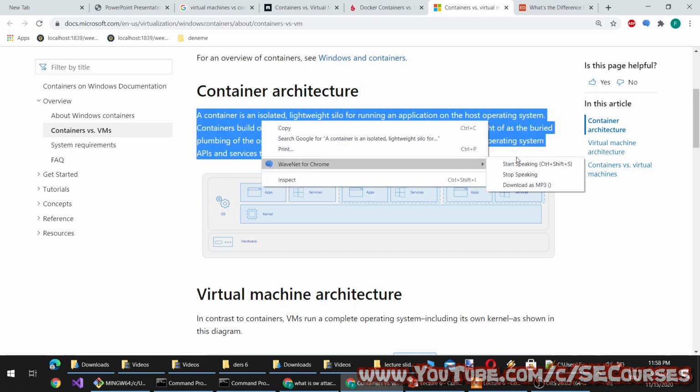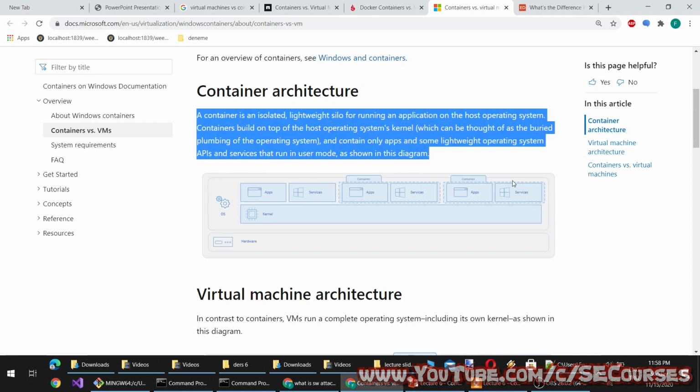Container architecture. A container is an isolated, lightweight silo for running an application on the host operating system. Containers build on top of the host operating system's kernel, which can be thought of as the buried plumbing of the operating system, and contain only apps and some lightweight operating system APIs and services that run in user mode, as shown in this diagram. Okay, so there is hardware, kernel and app services, and in a container it's like apps and services.